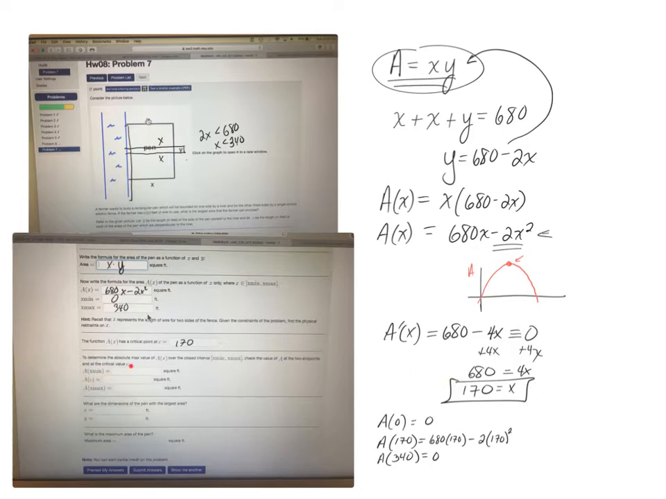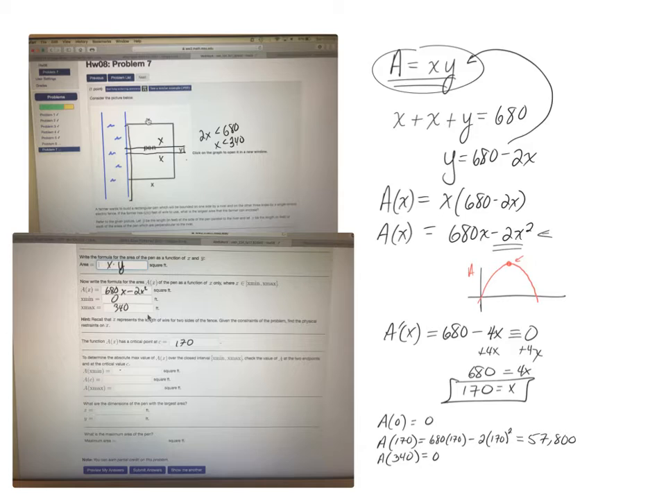And when you plug 170 into our area function, you get 680 times 170 minus 2 times 170 squared. And that quantity turns out to be, if I did it on my calculator correctly, 57,800. And then again, they ask you for the value at the maximum x value, which is 340. And if you plug 340 in here, again, you're going to get 0. 340 times 2 is 680, and 680 minus 680 is 0. So you're going to get 0 there as well.